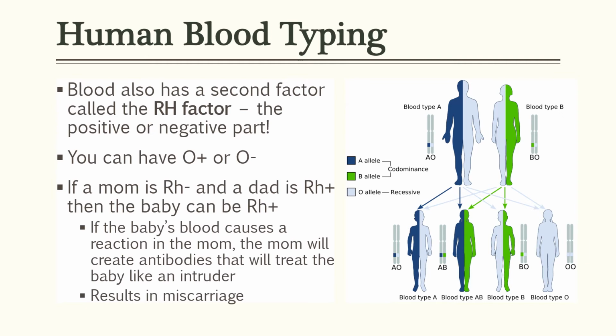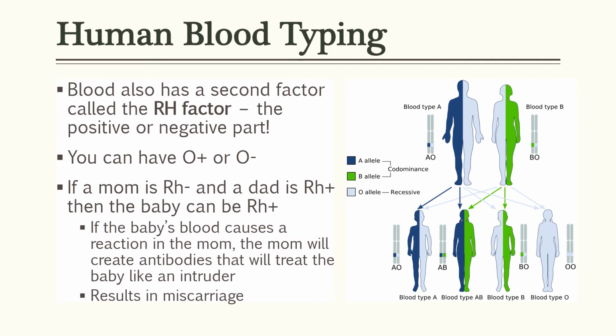Blood also has a second factor with it called the RH factor. And this is where we get that positive or negative. Are you positive for the RH factor or negative for it? It's a lot more complicated than that, and we're really only looking at one of many different RH proteins on the surface of our blood, but it's the next most common one that we know. So you can say I'm O positive or I'm O negative.